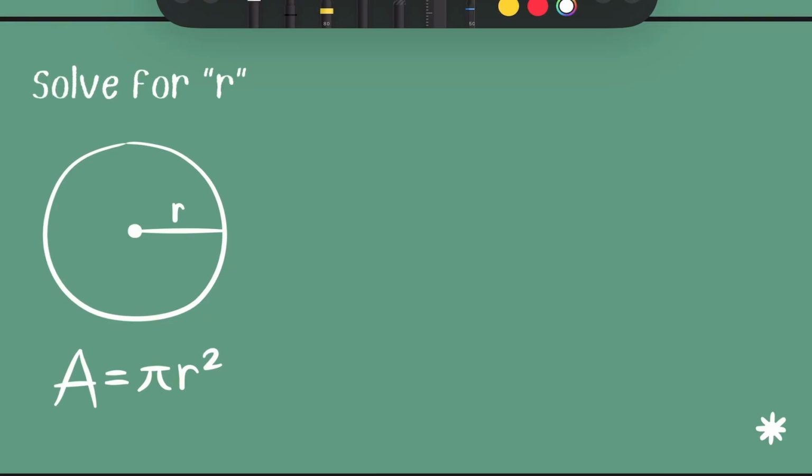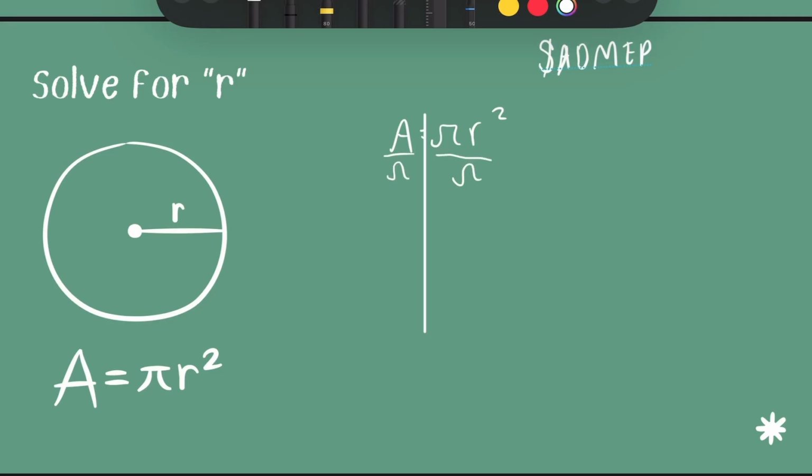Here they give us the area of a circle, which is found by multiplying pi times the radius squared. And they want us to solve for the radius. Well, we're going to follow the same SAD method. So there's nothing being subtracted or added, so we don't need to worry about that. However, we do need to get rid of this pi, which is being multiplied to r squared. So I'm going to divide by pi on both sides to cancel it out, and I get left with A divided by pi is equal to r squared.